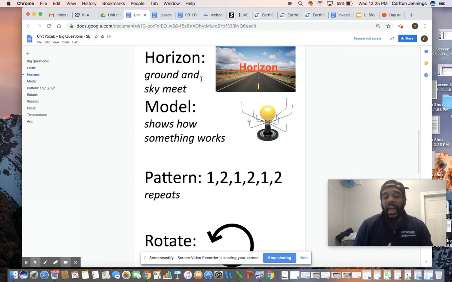Pattern. Everybody say pattern. Patterns are like 1, 2, 1, 2, 1, 2. That's an example of a pattern. Something that is a pattern means that it repeats. So when we sang about the street lights and we saw red, yellow, green, red, yellow, green, that was a pattern that we saw, and we were able to tell the different parts of a pattern.